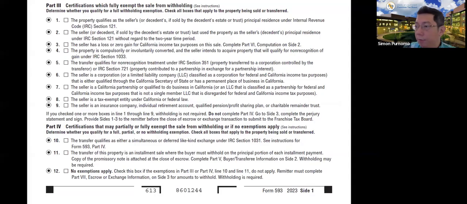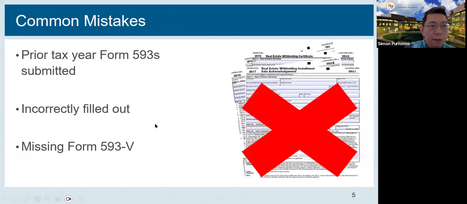Another thing that we have seen is images of our form from various presentations being taken, enlarged, printed, and then submitted to Franchise Tax Board. These unofficial copies of Form 593 will cause a processing delay. So please do not copy or use any form that is not directly downloaded from our website. Be sure that you download the most current form, and please do not alter the form in any way.